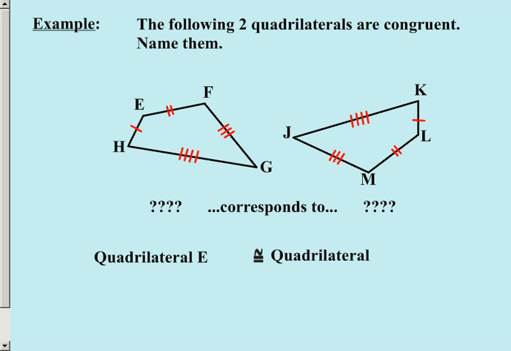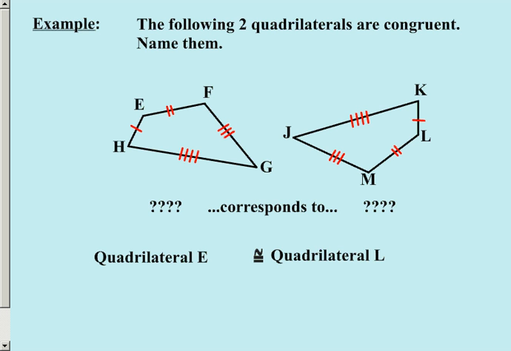And I see that there is a vertex that is joining 2 side lengths that have 1 tick mark and 2 tick marks, and that would be vertex L. So those two are corresponding. So we're going to start off with E and L for our 2 quadrilaterals. Now, it does not matter where you go next.